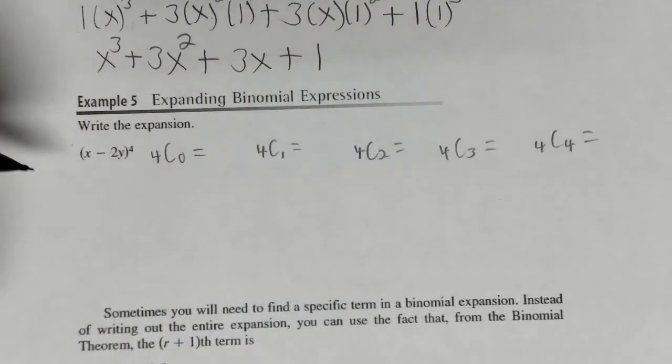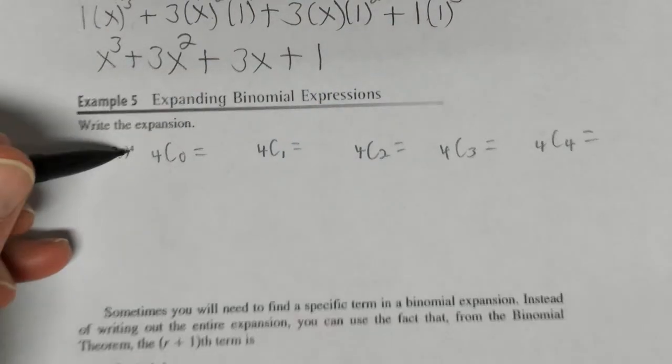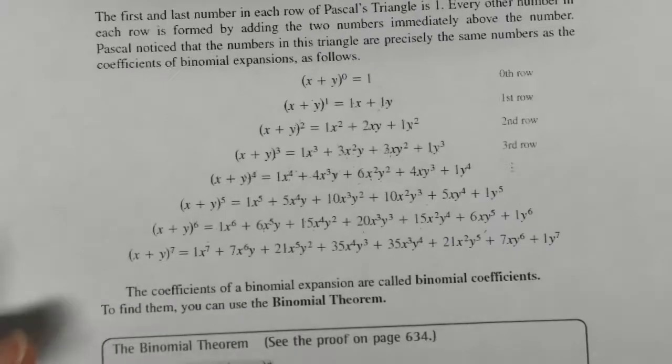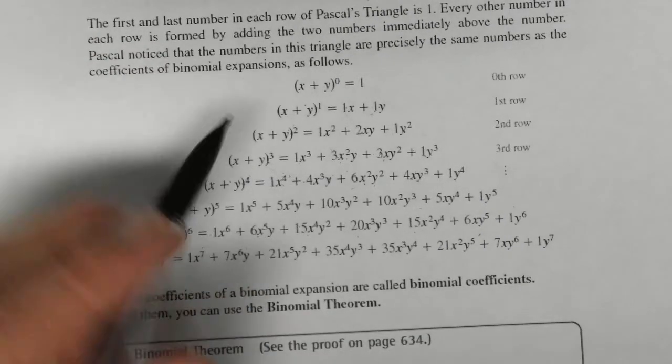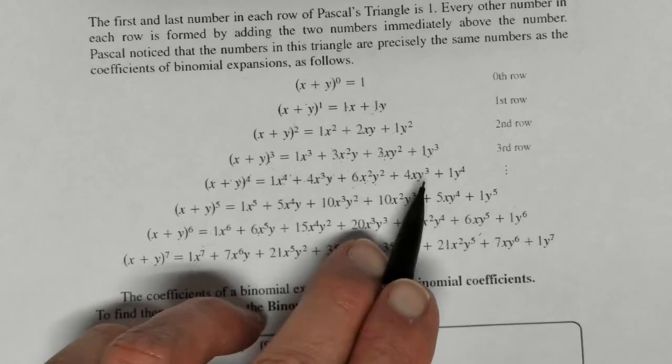So those are the numbers that we need. Once again, I can go to the fourth row in Pascal's triangle and look at it here, and the numbers are 1, 4, 6, 4, 1.